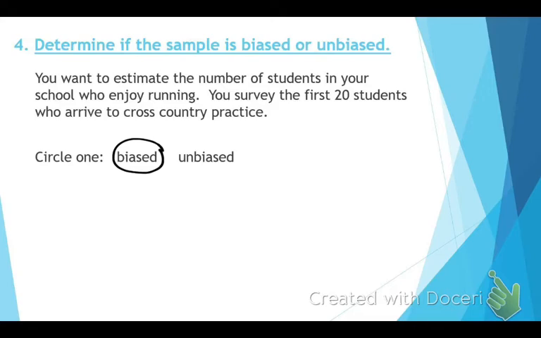Okay, here's the deal. They went to survey people at cross-country practice. Do you think cross-country people enjoy running? Yes, that's why they chose that sport, okay? So this was definitely not a random group of people. Instead, they specifically focused on the cross-country practice, which means one or more parts was favored, meaning that's biased or an unfair sample.